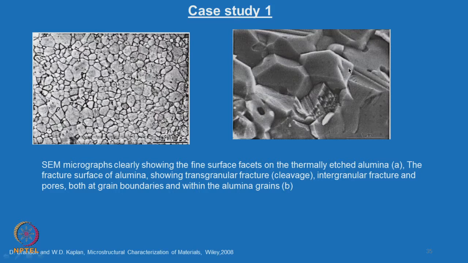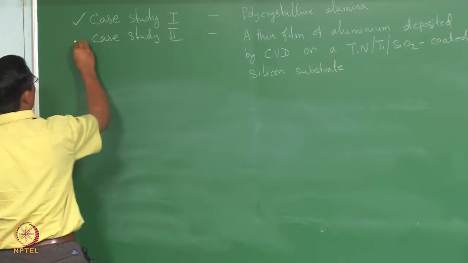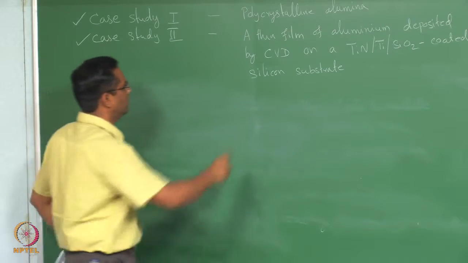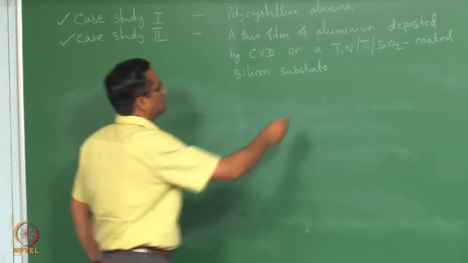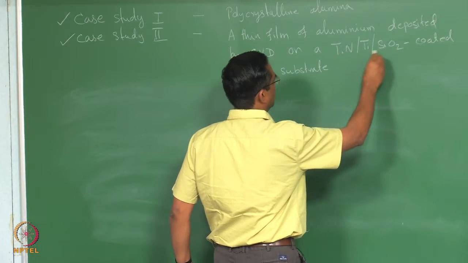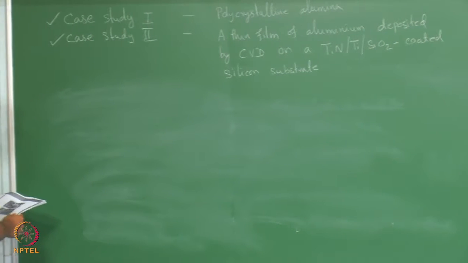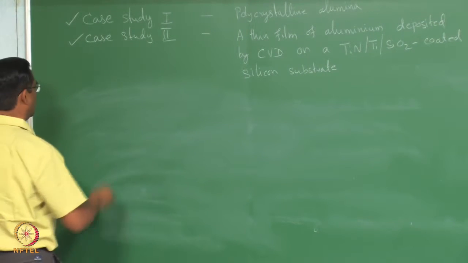So, now we will move on to case study 2. This is about a thin film of aluminum deposited by CVD on a Ti and TiN, SiO2 coated silicon substrate. So, objectives we will write.